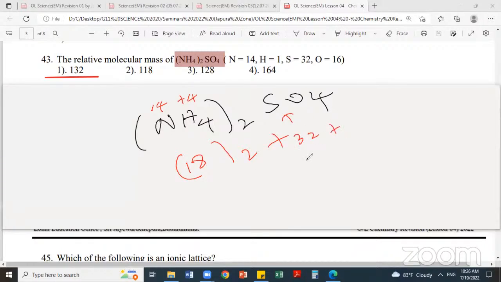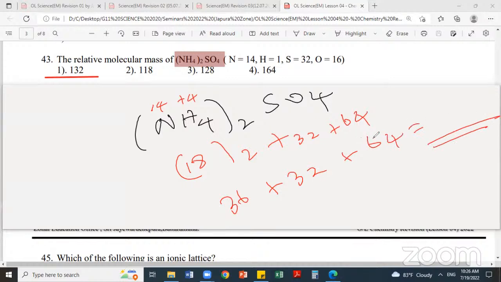Plus oxygen 64. Then you get the total: 36 plus 32 plus 64. Then you get 68 plus 64, you get 132. Answer is the first one. Very good.